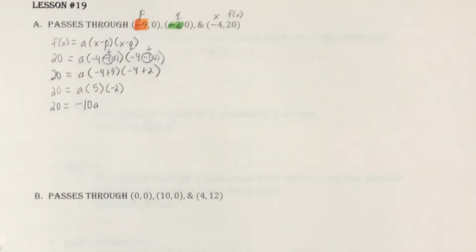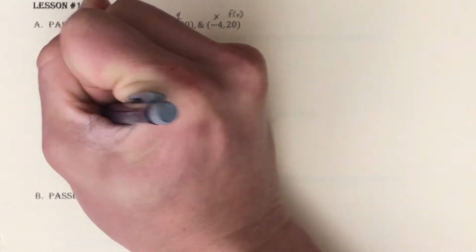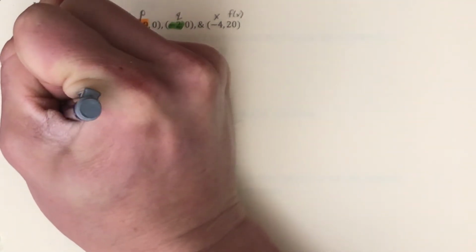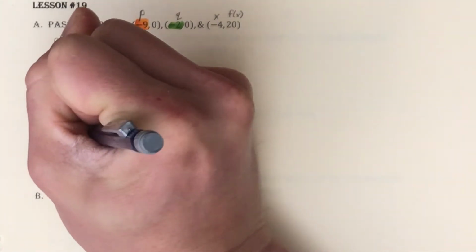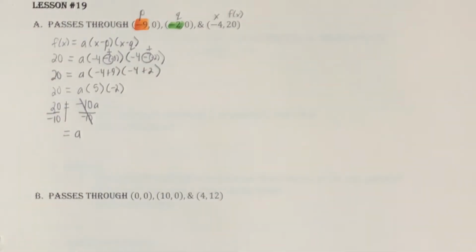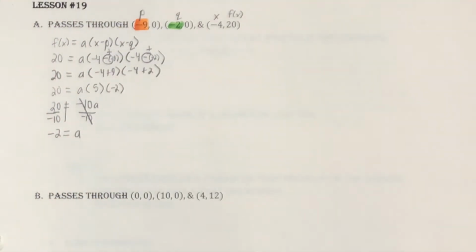Now, next step would be, again, we need to solve for a. We've simplified it down as simple as it'll get, so now we need to solve for a. Well, in order to solve for a, it's being multiplied by -10, so I need to divide by -10. So I'm going to divide each side by -10. That causes -10 divided by -10 to be 1, so I'm left with just a, which is equal to 20 divided by -10, which is -2, because 20 divided by 10 is 2, positive divided by a negative is a negative. So we ended up with a equals -2.